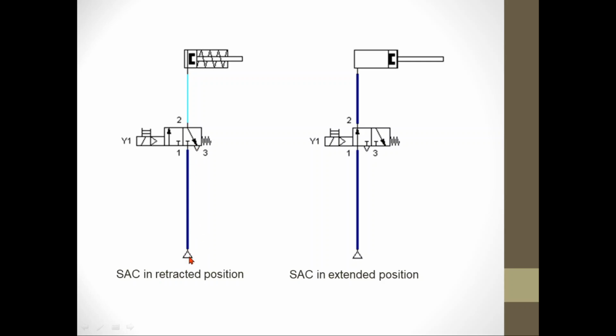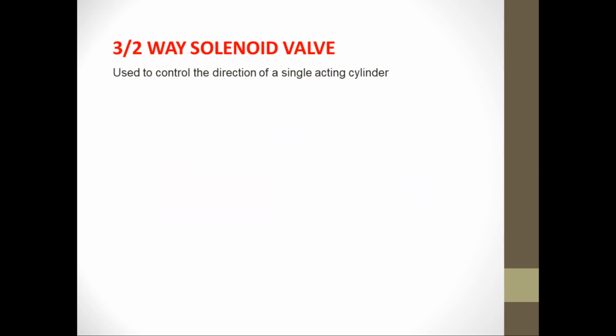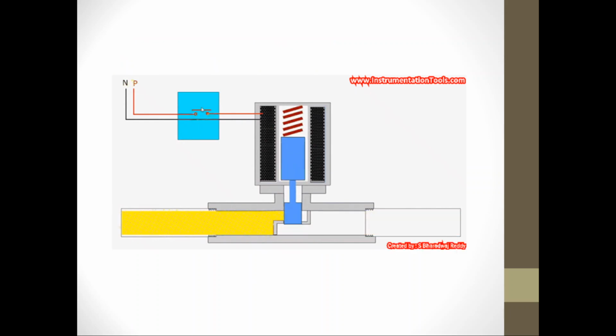Initially, the air cannot flow directly to the single acting cylinder. In order for the air to flow to the single acting cylinder, the solenoid coil of the 3/2-way valve must be energized with its rated voltage. Once it is energized, as you can see, the plunger moves, the same way as in this illustration.